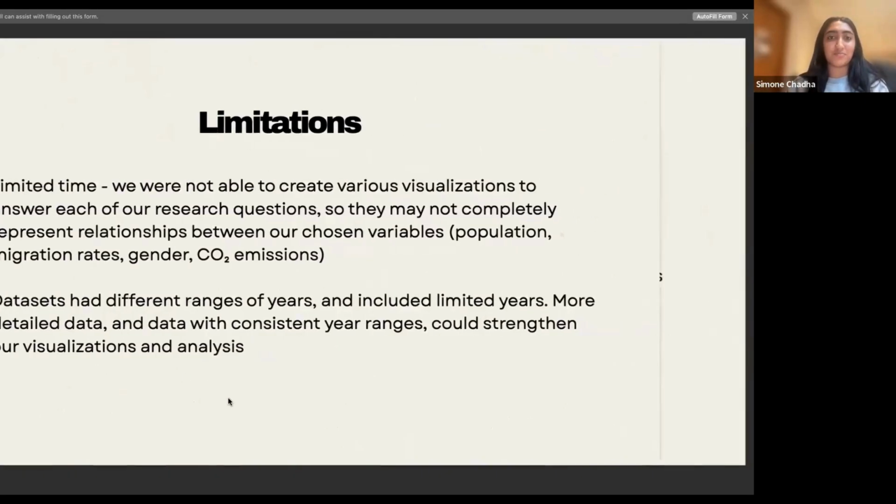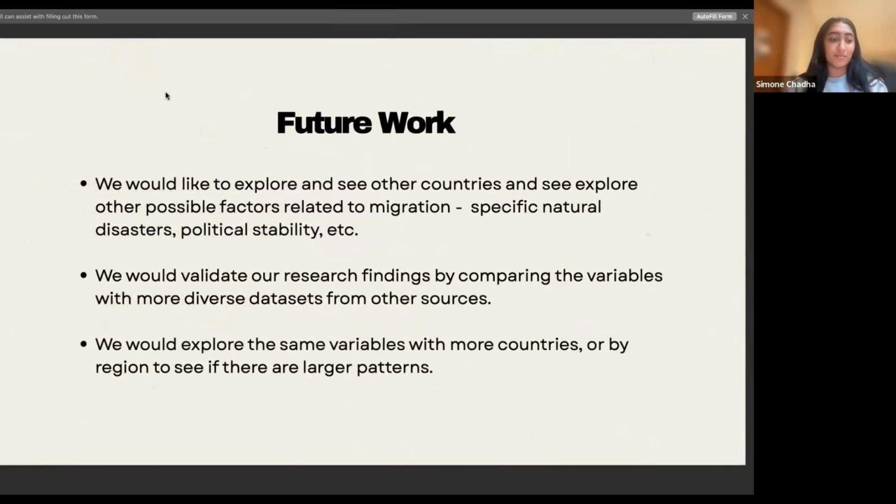And then in the future, if we were to add on to what we explored in this project, we would love to see other countries and see if those would indicate different types of migration patterns related to natural disasters, political instability, or other impacts on migration. We would also validate our research findings by comparing the variables with more data sets, specifically more diverse data sets from other sources.